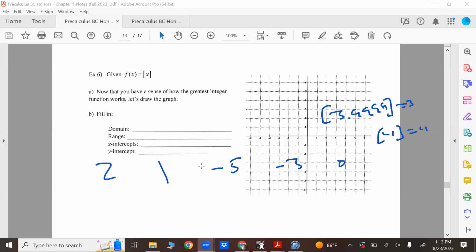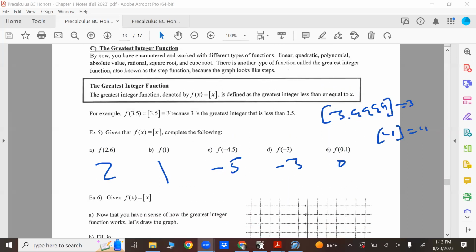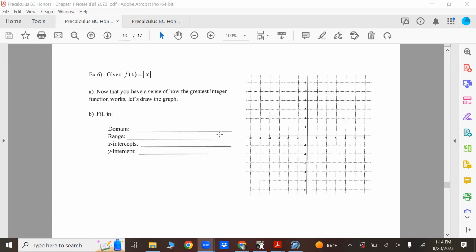So let's actually graph this. No, you want the greatest integer that's less than the input. I know, it's always a little confusing with negatives. All right. So now we're actually going to draw the graph and then state the domain and range, all this fun stuff.